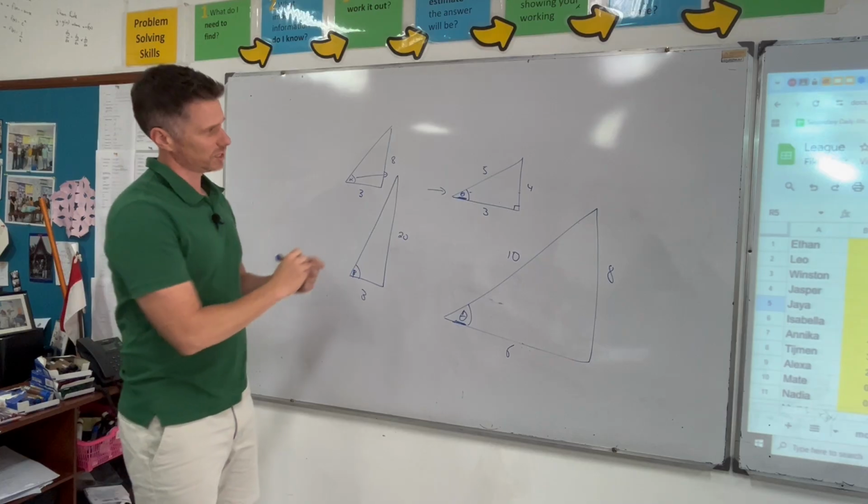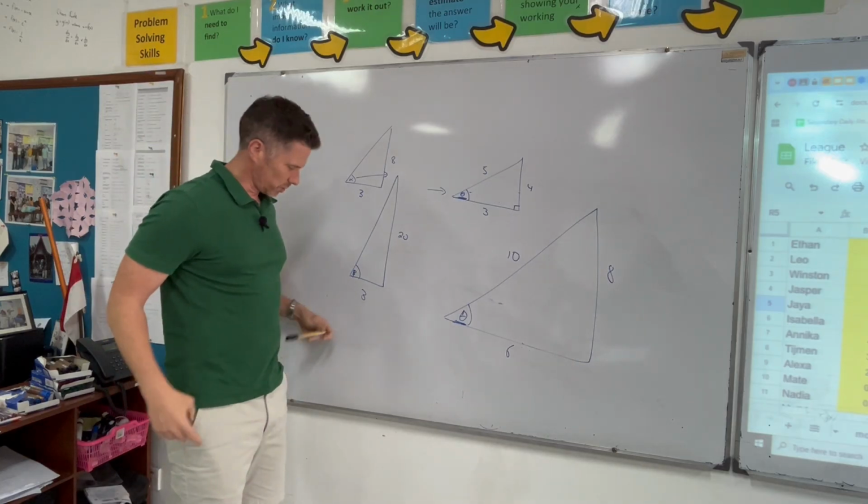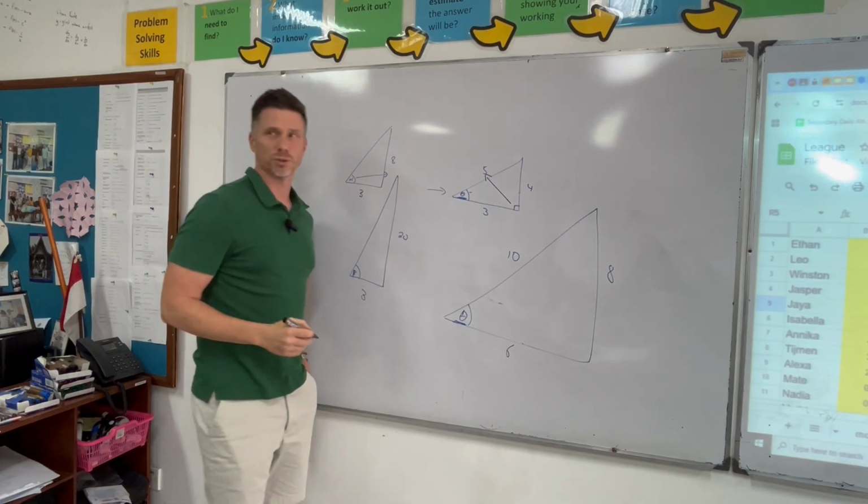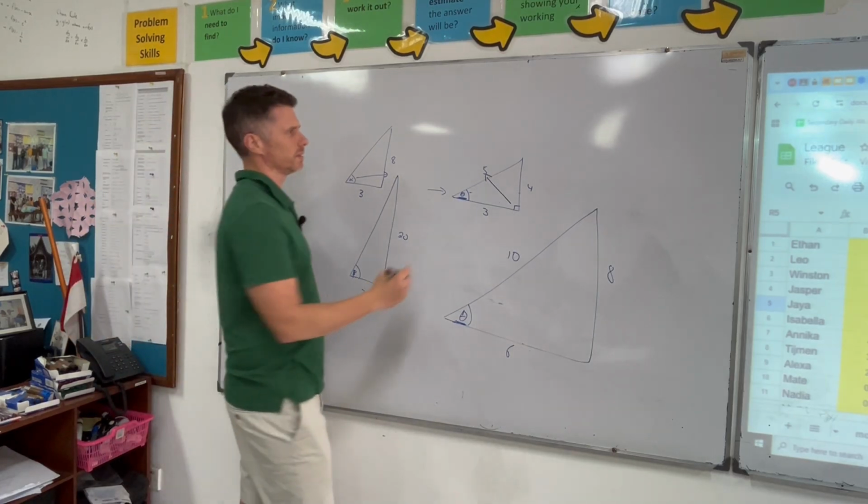So in this triangle, there's a very special name to the side opposite the right angle, and maybe you should know what this is? Hypotenuse, yeah.